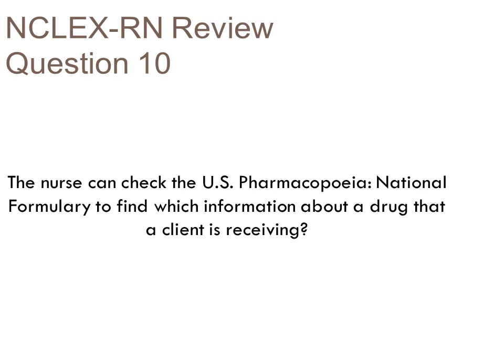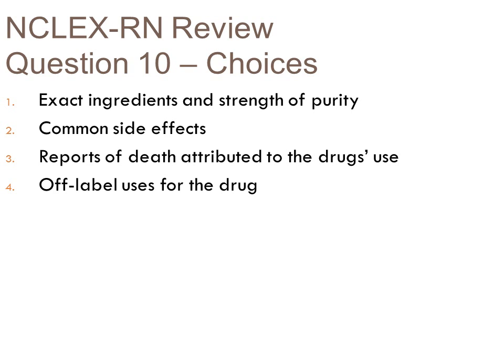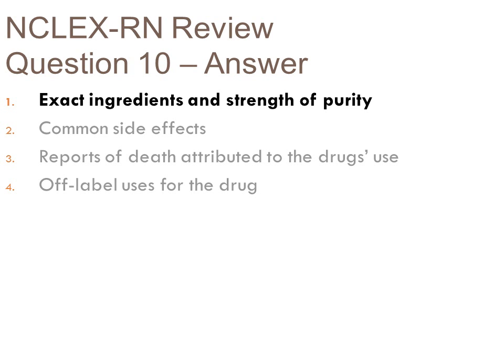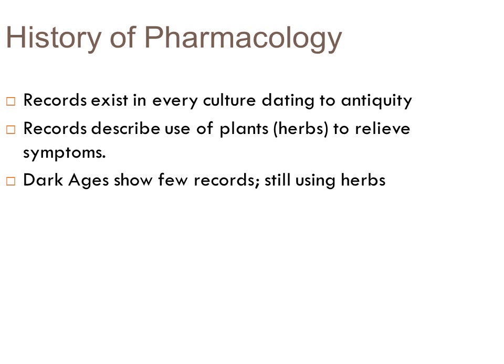Pharmacopoeia, and I can't say that very well, national formulary to find out which information about a drug that a client is receiving. By definition, that is basically about number 1, but our choices are exact ingredients and strength of purity. Number 2, common side effects. 3, reports of death attributed to the drug's use. And 4, off-label uses for the drug. It's about the ingredients, so it's sort of like a recipe, if you will.